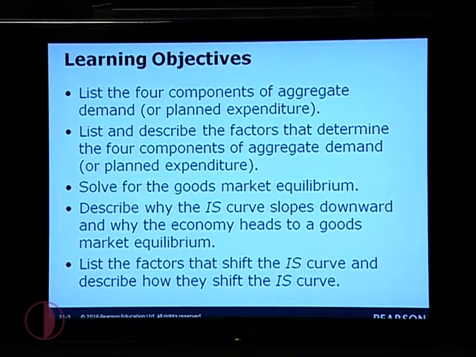government, and net export expenditure. List and describe the factors that determine the four components of aggregate demand or planned expenditure. Solve for the goods market equilibrium. Describe why the IS curve slopes downward and why the economy heads to a goods market equilibrium. Then list the factors that shift the IS curve and describe how they shift the IS curve.